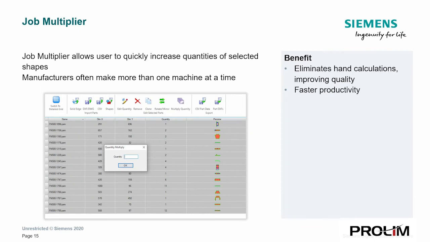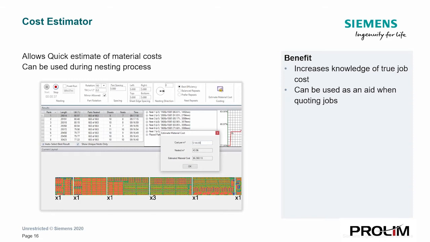The job multiplier allows a user to quickly increase quantities of selected shapes. This feature is very handy if you plan to build more than one machine at a time, because you can simply multiply all the parts in a job by however many machines you plan to build that week or that month. The cost estimator is a quick and easy way of determining what the material costs are for this particular job.